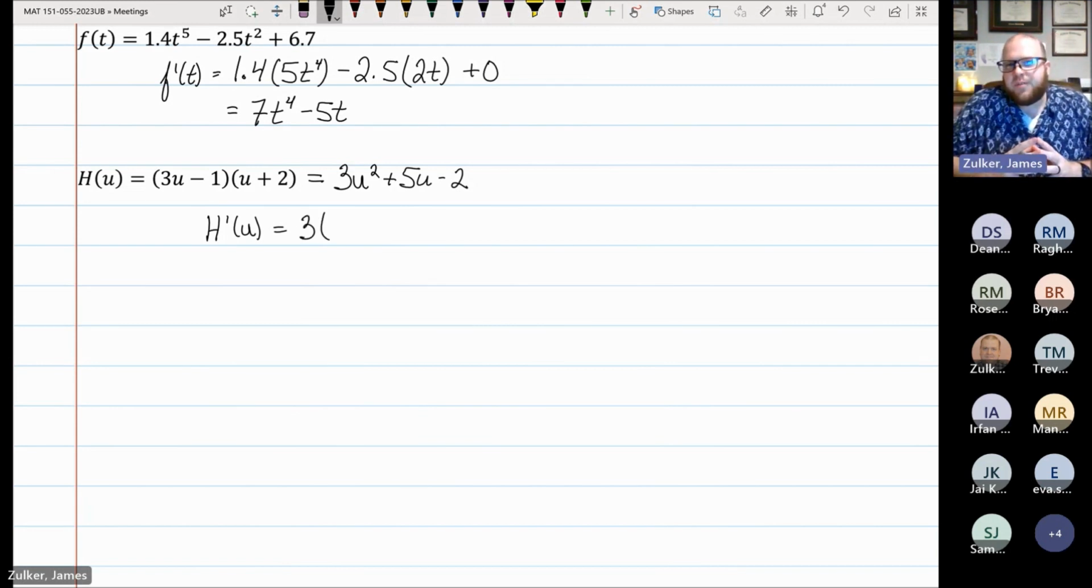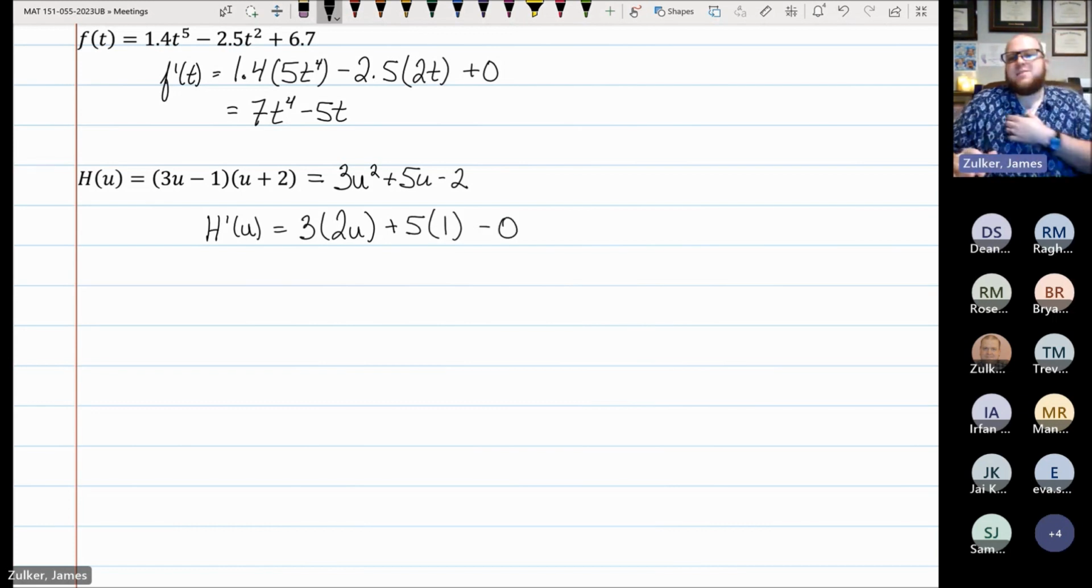3 times the derivative of u squared, by power rule 2u, plus 5 times the derivative of u, which is 1, minus the derivative of 2. Our derivative is 6u plus 5.